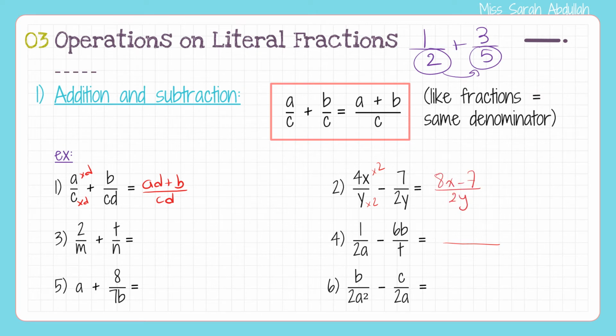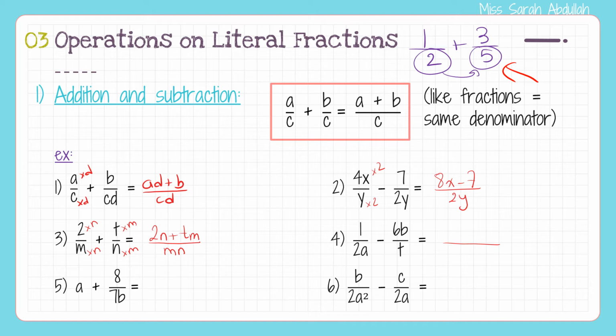The third one, m and n. Can I multiply one of the denominators and it can become equal to the other? No, these are completely different, just like these. So what do we do? We multiply both fractions. The first one is multiplied by n in the numerator and in the denominator. The second one is multiplied by m in the numerator and in the denominator.